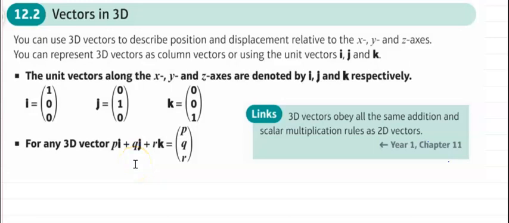Hello guys, so this is the second video for Year 13 vectors, which is topic 12, vectors in 3D. If you haven't watched my first video, please watch. That is based on 12.1.